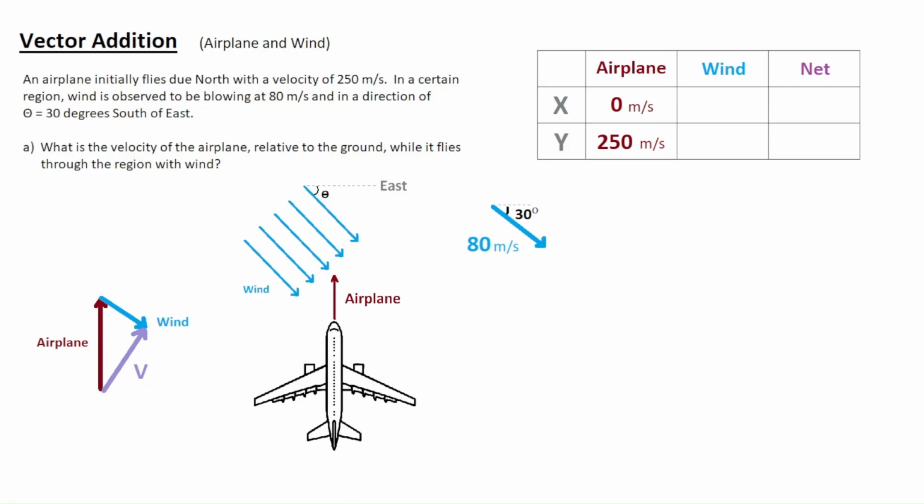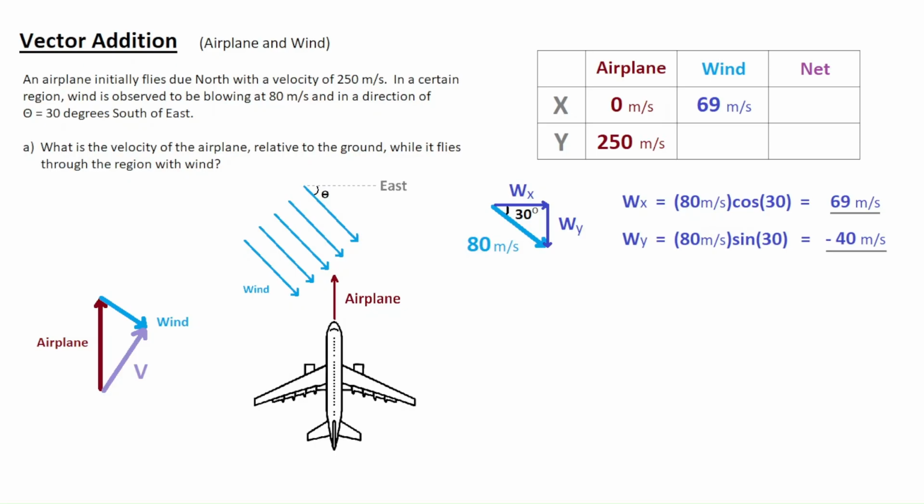For the wind, this is more complicated. It is an angled vector, south and east. So 80 is the total velocity, and 30 degrees is the given angle. Drawing in the components of this vector, Wx will represent how much of the wind points along the x-axis, and Wy, how much of the wind points along the y-axis. Here using SOHCAHTOA, I'm going to do 80 cosine 30 to find the Wx component, and I get 69 meters per second. That points to the east. I'll keep that positive, and that will go in my table for the wind x value.